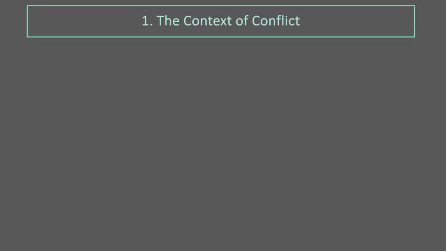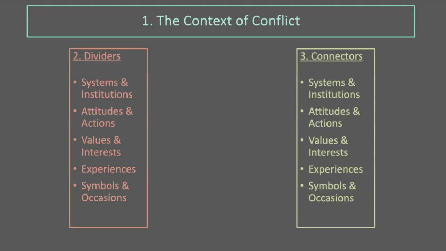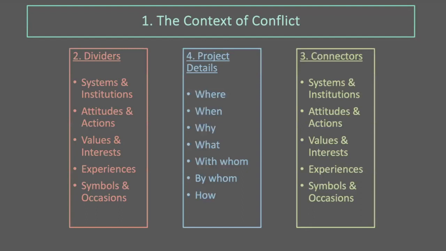But as I said, you can link that to a deeper conflict analysis or also to deeper context analyses that your organization might have already done or that other organizations have done. You then analyze your dividers according to the categories of systems and institutions, attitudes and actions, values and interests, experiences, and symbols and occasions. And you do the same for your connectors. And then in the 4th step, you list your project or program details.